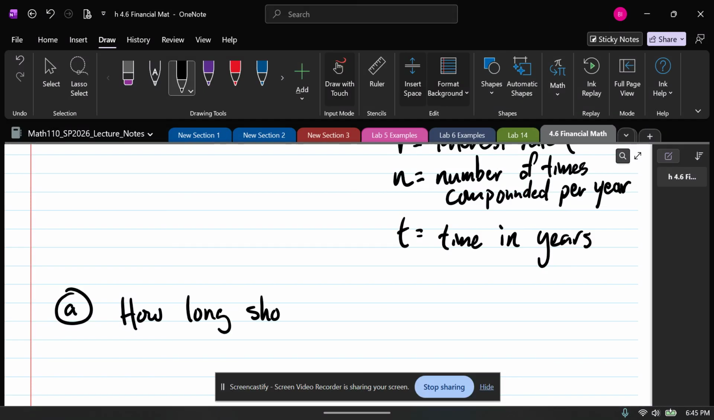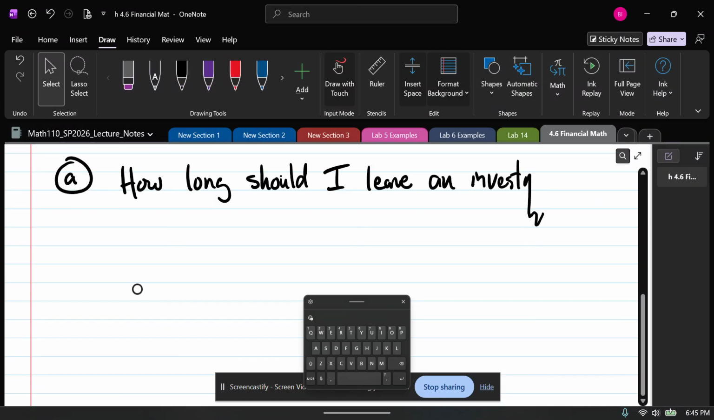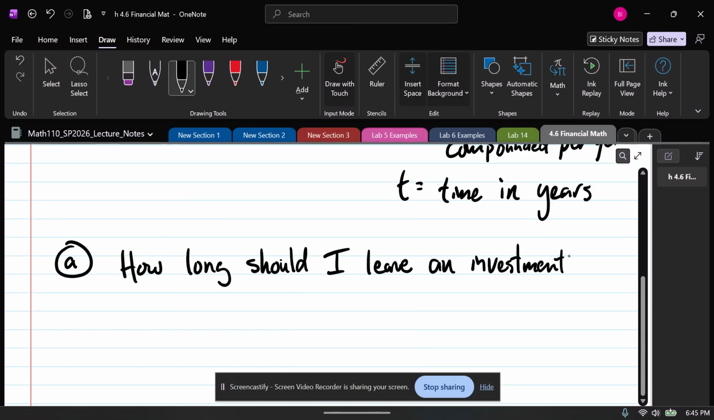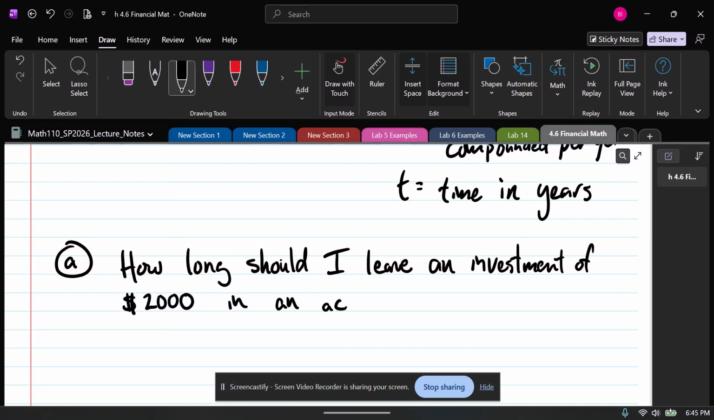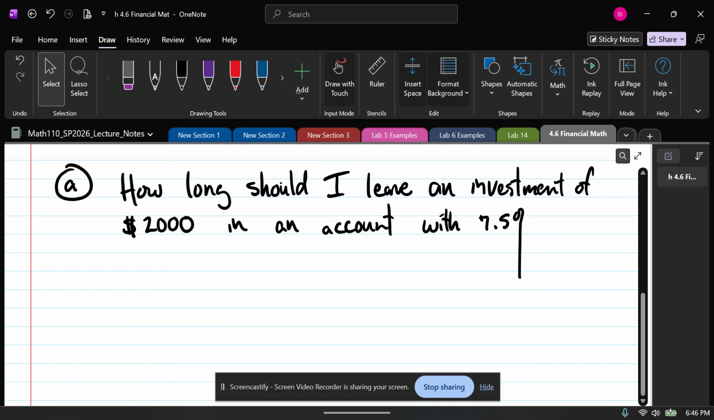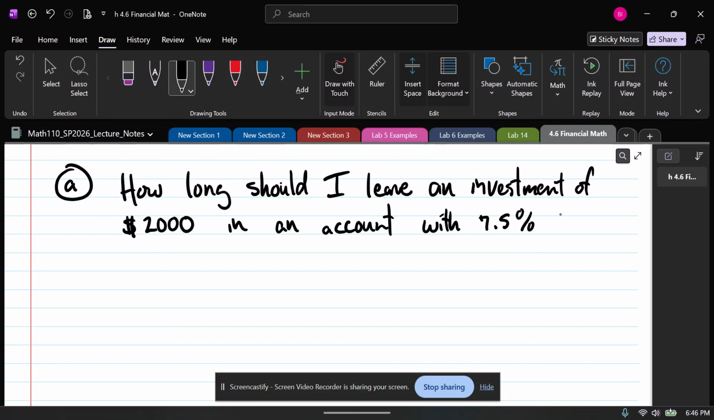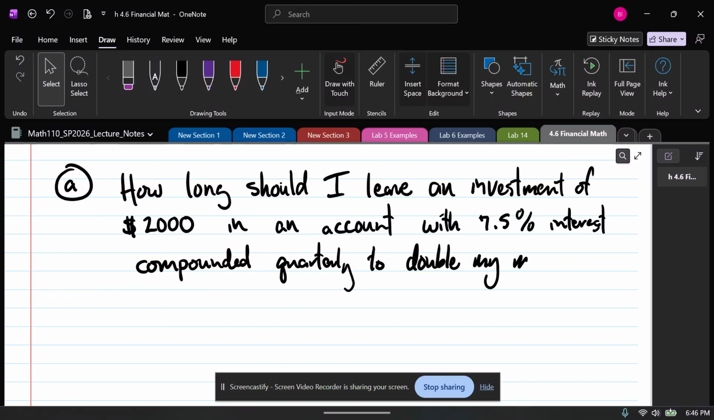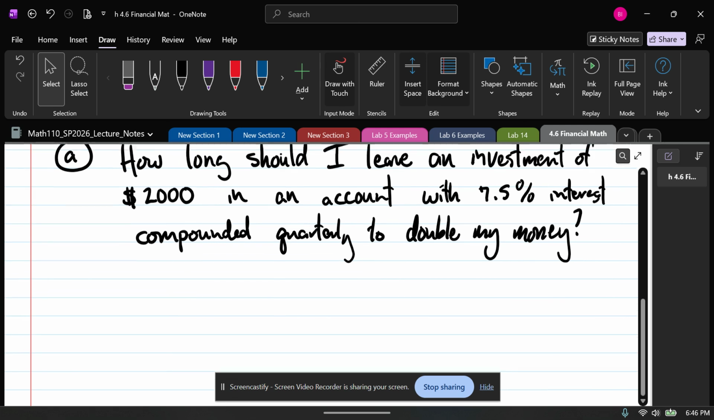How long should I leave an investment of $2,000 in an account with 7.5% interest compounded quarterly to double my money. Okay.